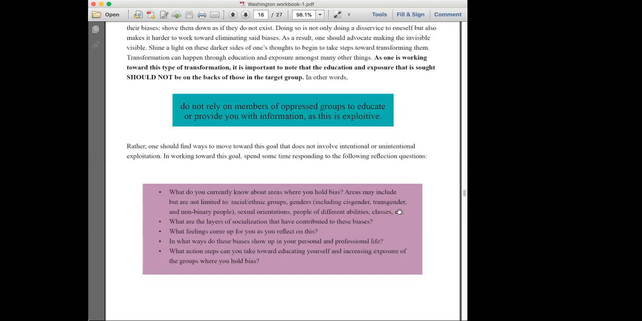If you are doing this in a group, you really want to make sure that you are setting some really strong ground rules and group agreements with each other so that each person can feel safe being honest about what feelings are coming up for them, what thoughts are coming up for them, etc.